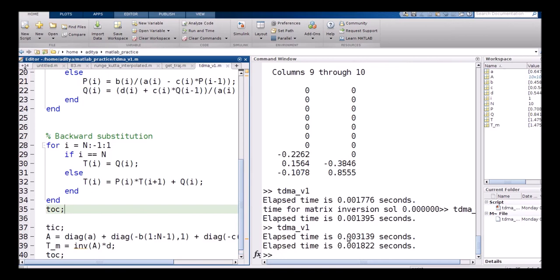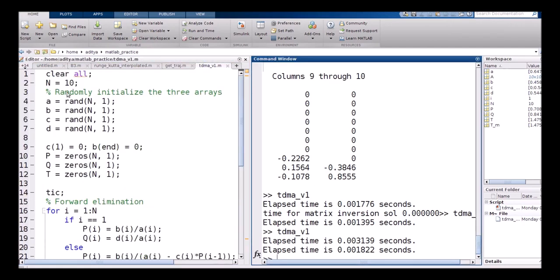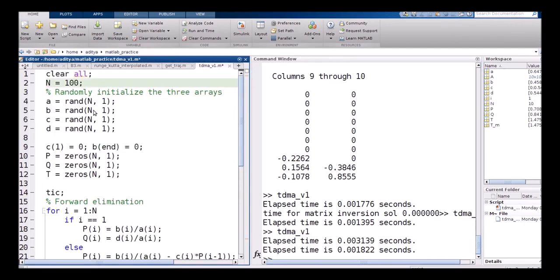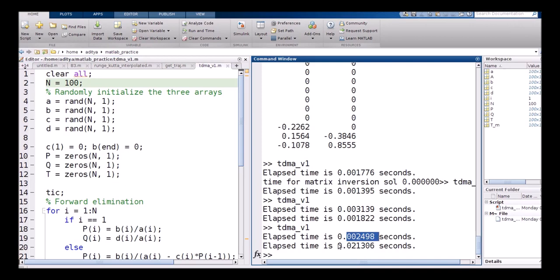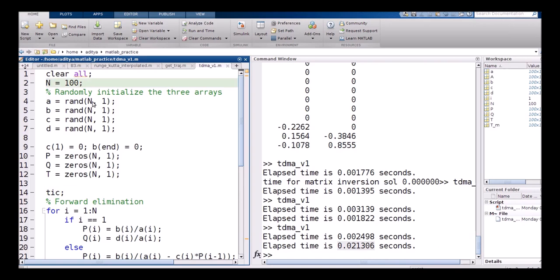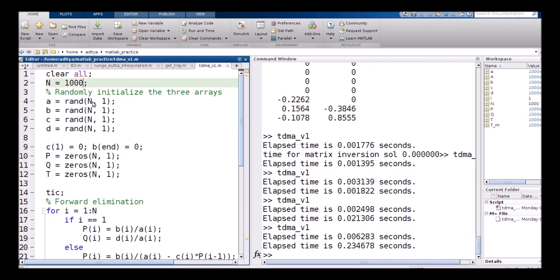So when the matrix size is small, we see that the TDMA algorithm is rather slow, but I'm sure that as the number of elements increases, we'll see that the TDMA is now significantly outperforming the matrix inversion procedure. As a matter of fact, for n equals 1000, it is really fast, almost 400 times faster.